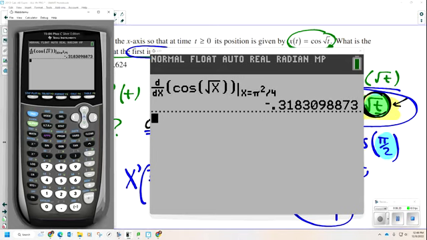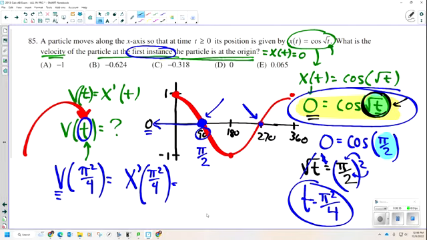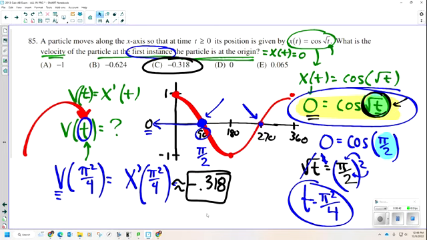Negative 0.318. Okay, negative 0.318. That 8 will stay an 8 because the number after it is smaller than 5. So that is approximately negative 0.318, which is choice C.